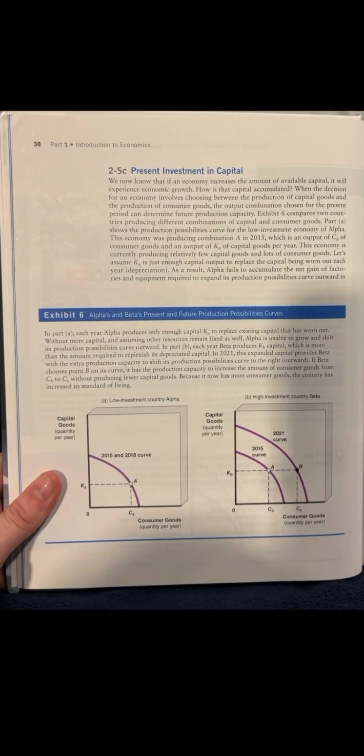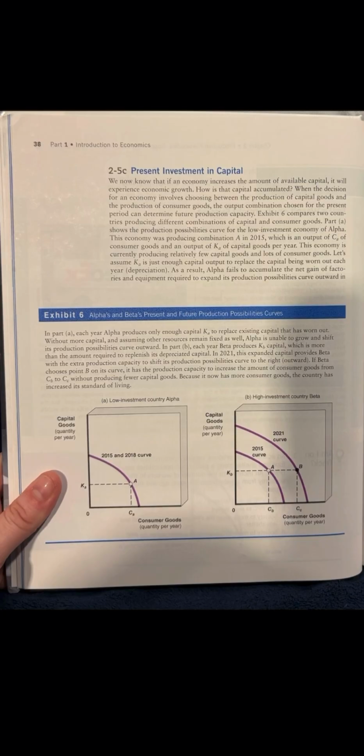Exhibit 6. Alpha's and Beta's present and future production possibility curves. In Part A, each year Alpha produces enough capital, KA, to replace existing capital that was worn out. Without more capital, assuming other resources remain fixed as well, Alpha is unable to grow and shift its production possibilities curve outwards.